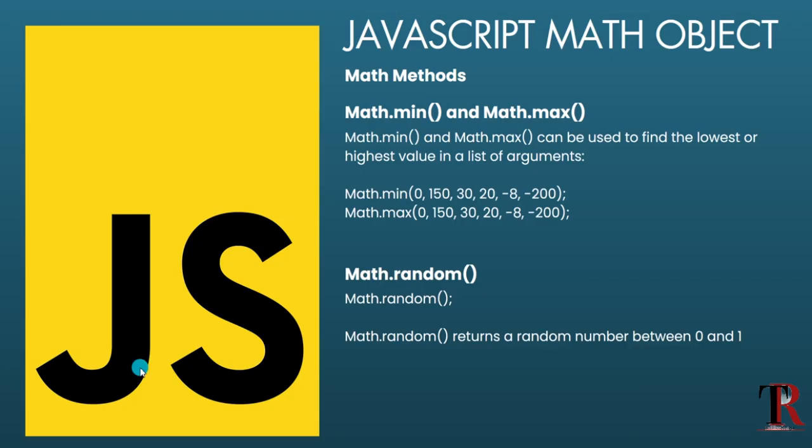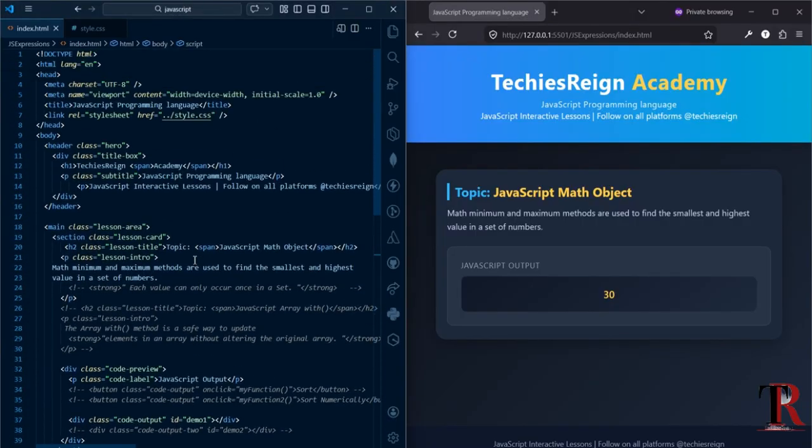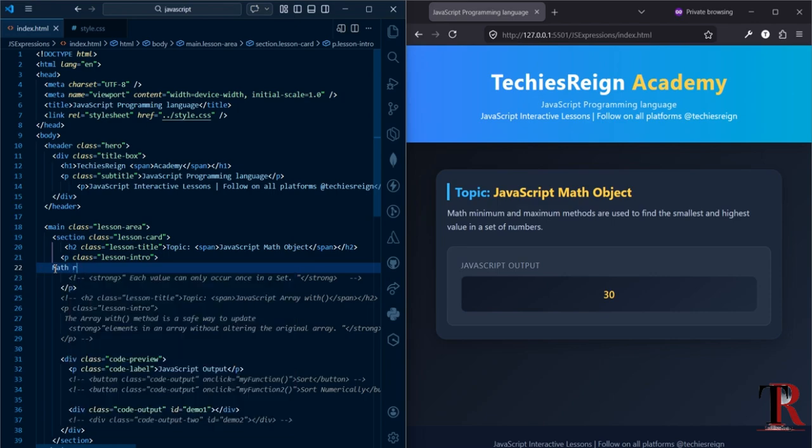Moving on, we talked about the math.random method. The math.random method returns a random number between 0 and 1. So let's take a look. We're talking about math.random. The math.random method returns a random number between 0 and 1.